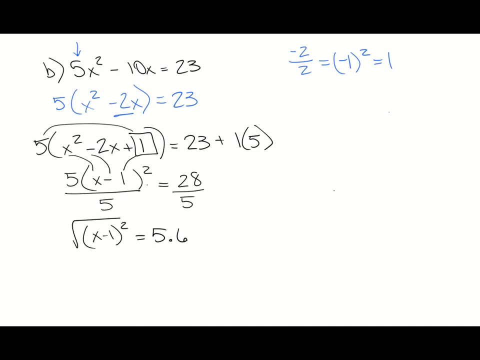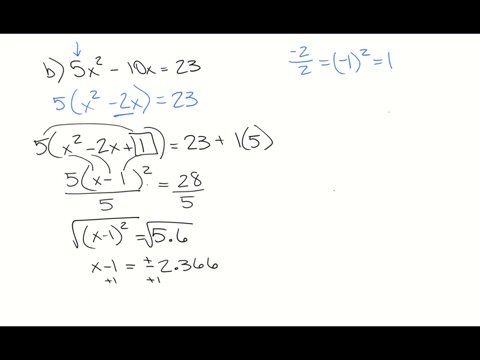So then I'm going to take the square root of both sides. So I'd get x minus 1 equals positive and negative the square root of 5.6, which is 2.366431913. I'm just going to round. So I'm going to put 2.366. That's good enough. Okay, now to solve, I'm going to add that 1 to both sides.